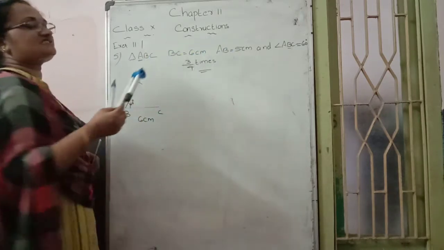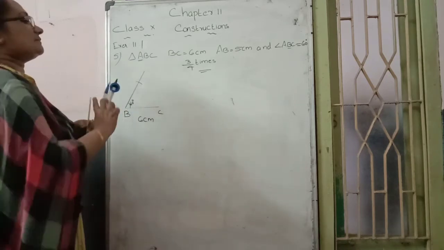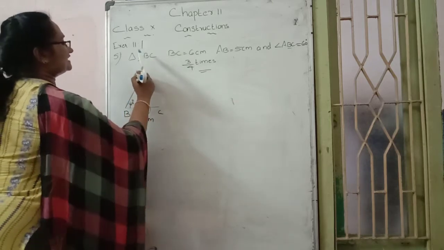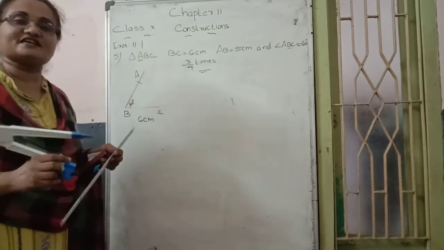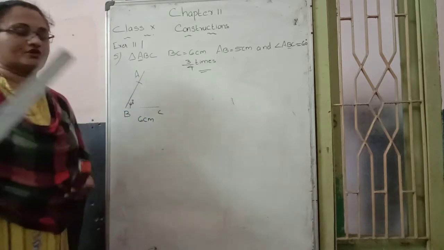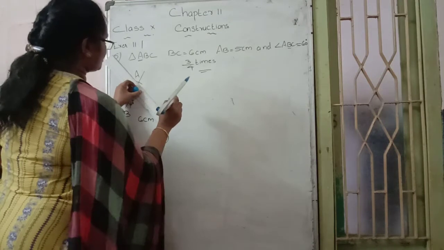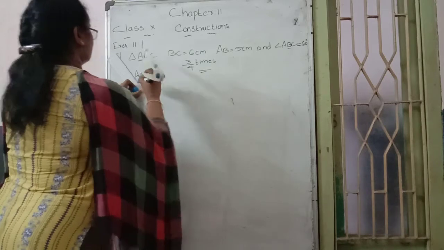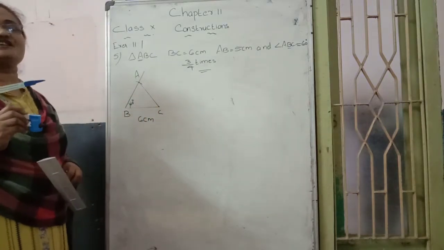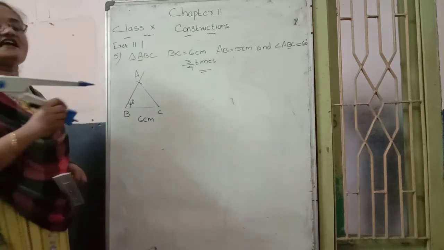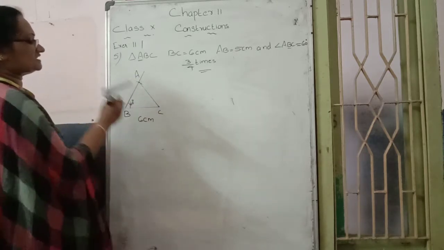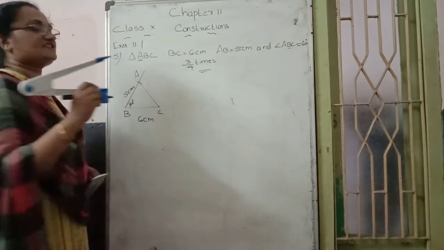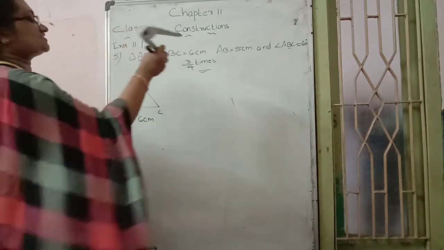Why? Because the AB side value is given, that is why AB is 5 cm. The arc cuts the 60 degree line, and at that cutting point we mark our required alphabet A. Then afterwards join B to C, and join A to C. We get the required original triangle ABC, with side AB measuring 5 cm and angle B given as 60 degrees.